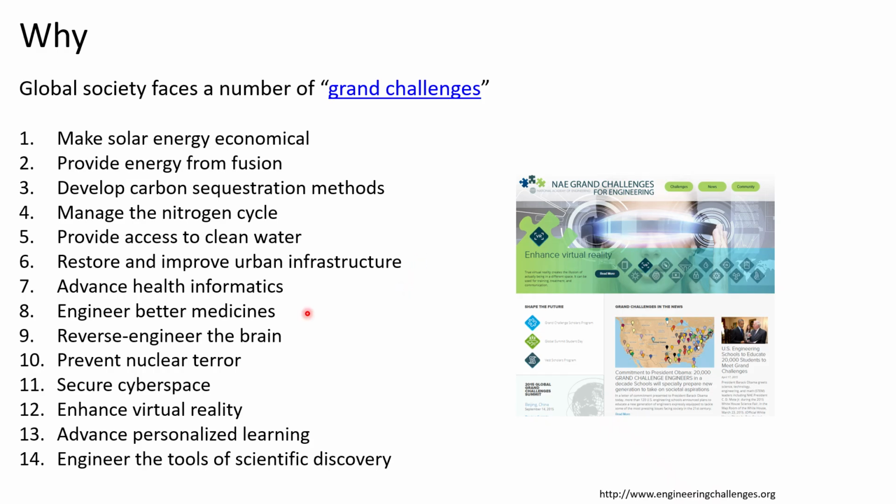Other areas of our grand challenges include restoring and improving the urban infrastructure, advancing health informatics, making better medicines, trying to understand how the brain works so we can make smarter computers, as well as help address brain injury, trying to prevent crimes such as nuclear terror, as well as crimes in cyberspace, trying to make virtual reality a thing that we use on a regular basis, which can be used perhaps to personalize learning and enhance learning. And finally, the last grand challenge identified was developing new tools for scientific discovery.